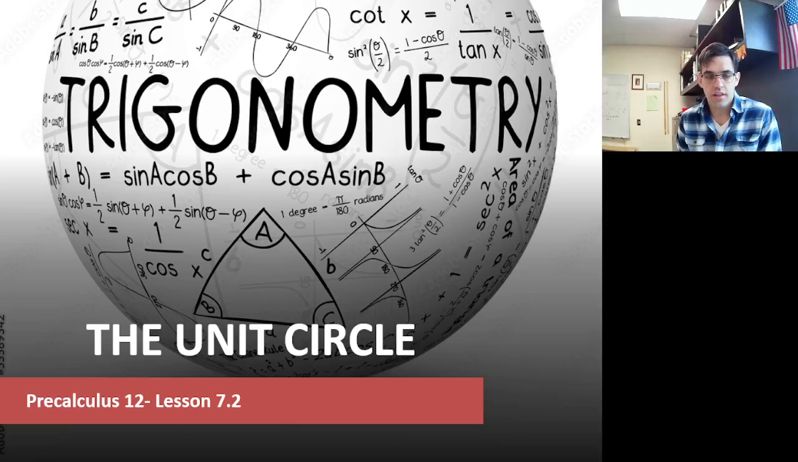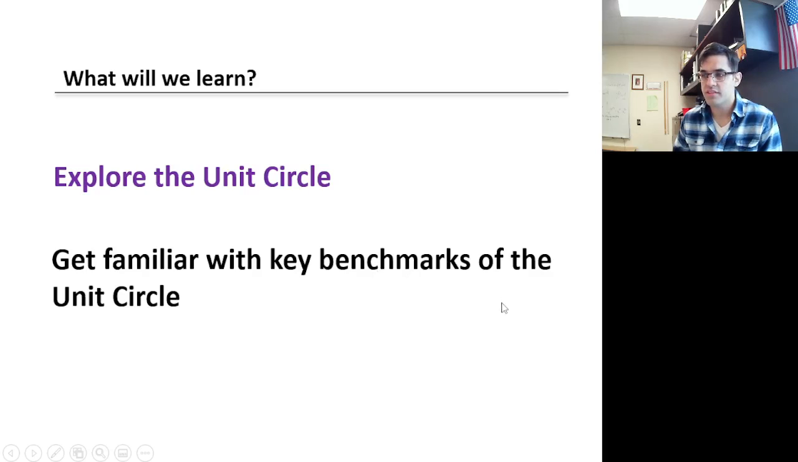Alright, this is lesson 7.2 of our Pre-Calc 12 class. Unit 7 is Trigonometry. Lesson 2 is called the unit circle. What we're going to do in this lesson is explore the unit circle in terms of radians and just kind of familiarize ourselves with those key benchmarks on the unit circle.